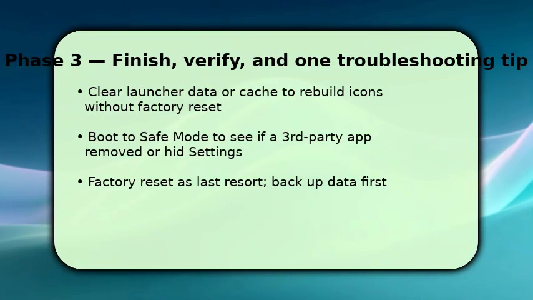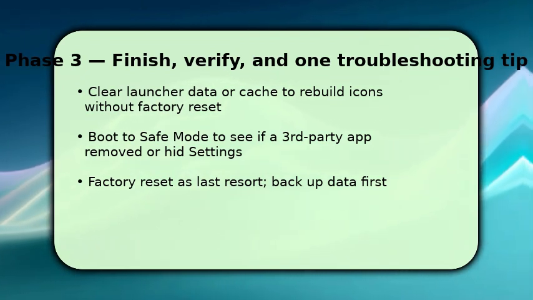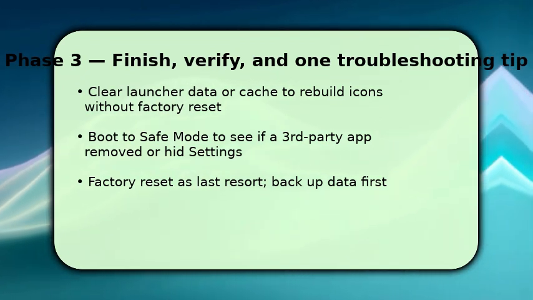You finish with advanced recovery steps. Clear the launcher app's cache and storage from Settings apps if possible. This rebuilds the home screen and often returns missing icons.